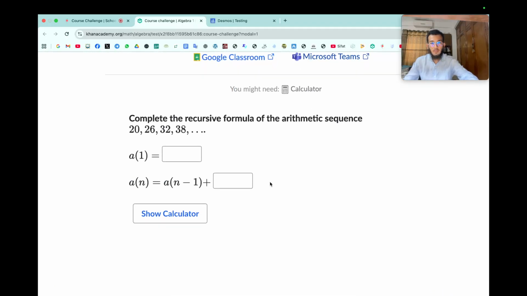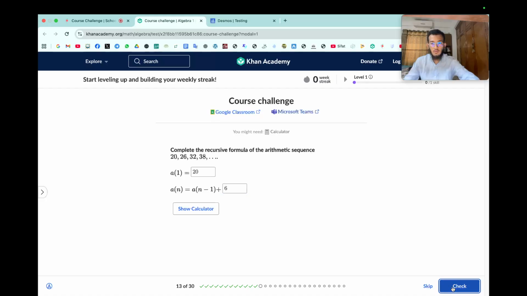Complete the recursive formula of the arithmetic sequence. The first term is 20, as you can see here, and then we add the common difference, which is 6, since 26 minus 20 is 6. So there we go.